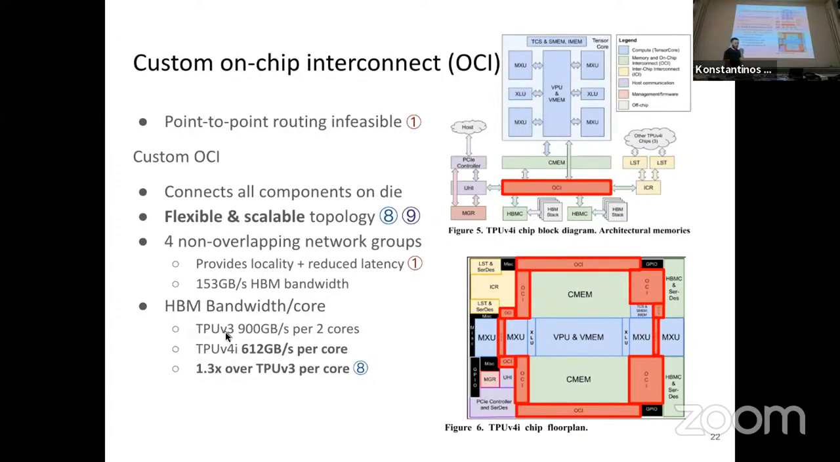So while the TPUv3 had 900 gigabytes per second for two cores, over here we have 4 times 153, so 612 gigabytes per second per core. So that's about a 30% boost in speed.